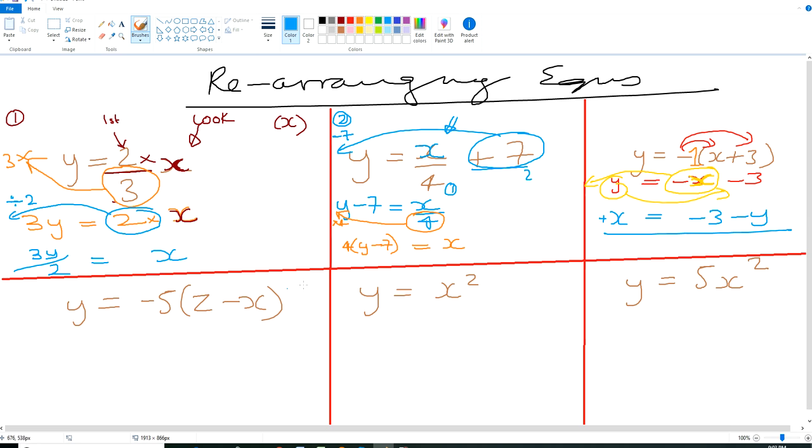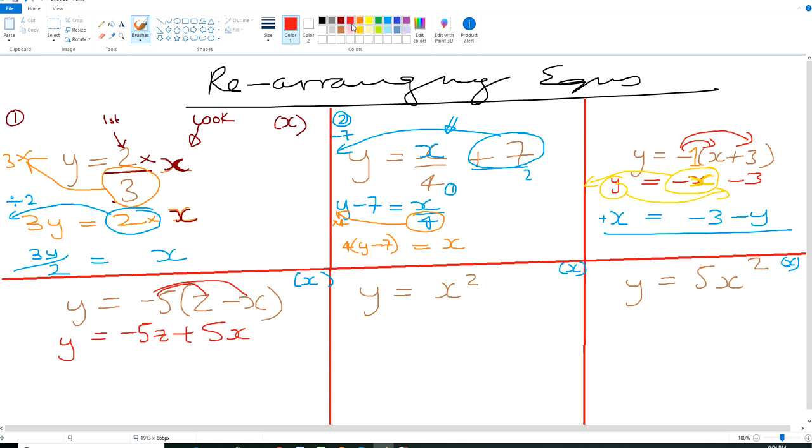Again, we want to make x the subject. Now, we have a minus outside. Let's multiply that first of all. So minus 5 times by z, that will give you minus 5z. By multiplying out by the minus 5, it releases everything from the brackets. Minus 5 times by minus x will give you plus 5x equals y.